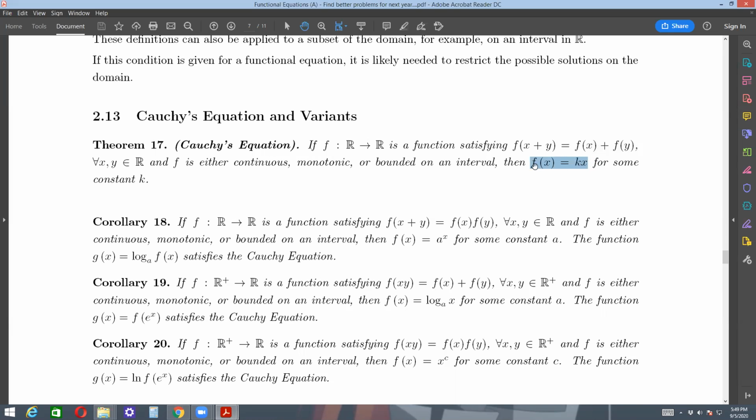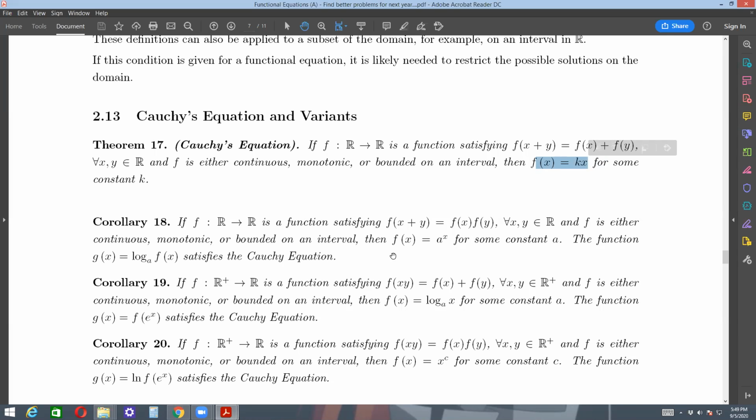k is a constant, right? So the solution is actually this. So this has 1 degree of freedom. Now how you would do this is, as I had mentioned before, you could start off with the positive integers. If you let y be 1, you'll get f(x + 1) - f(x) is a constant, so that's really an arithmetic progression. And if you let f(1) be k, you'll get f(x) is kx for positive integers.